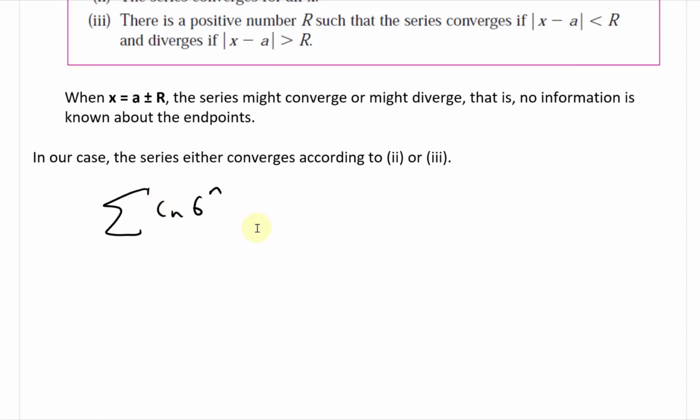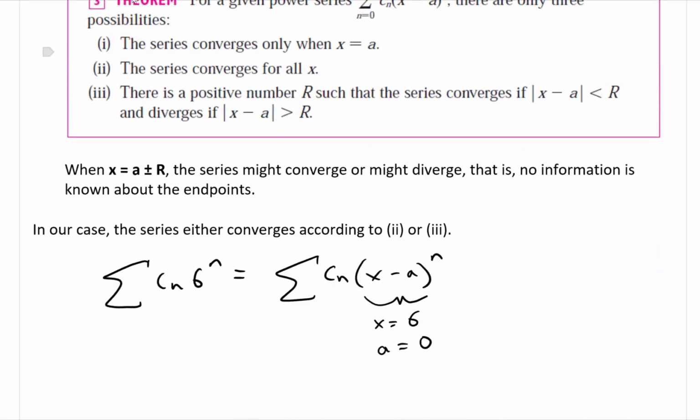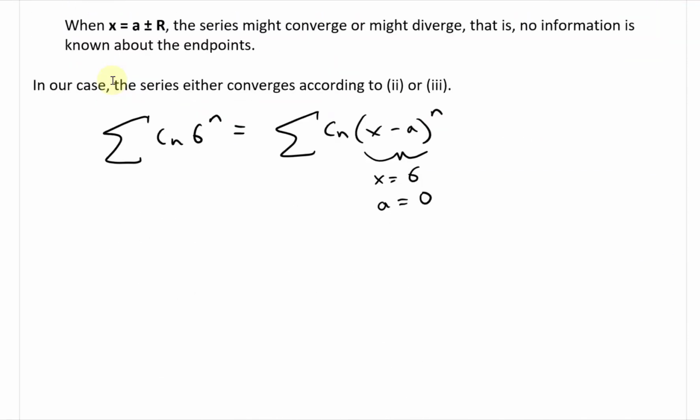So if we have this right here, in power series form this equals the summation of Cn times x minus a to the power of n. And in our case, we have x equal to 6, and a equal to 0. So in terms of convergence, we have three possible scenarios. Case 1 is for x equals a, but in our case x is not equal to a, because 6 is not equal to 0. So we can't apply the first one.